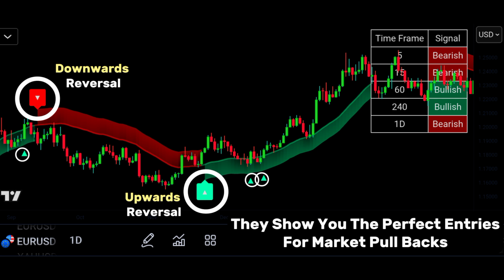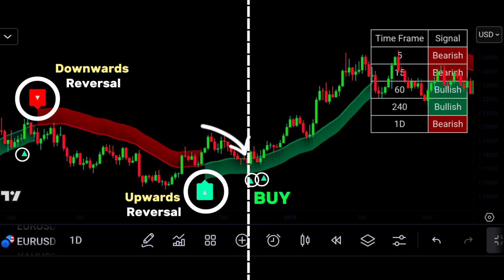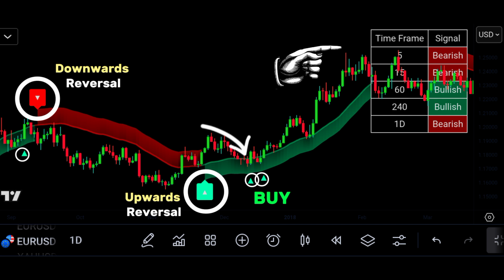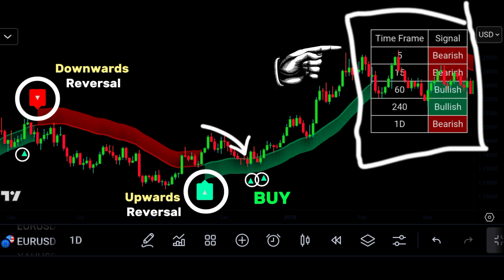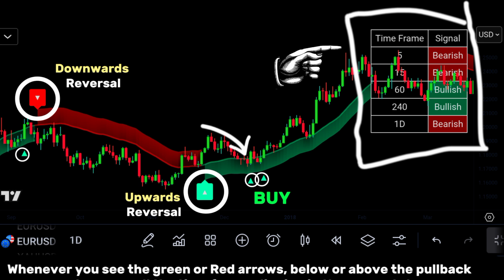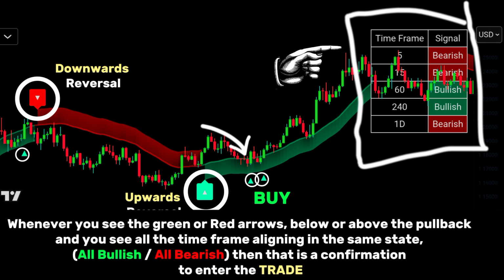So if you miss the main move of the market at the reversal point, when price pulls back to the ribbon in a bullish trend and bounces, and at the same time you have a green arrow appear below it, then that becomes your entry. And as you look at the right here, you can see what looks like a time frame table. It shows the current state of the time frames in bullish or bearish states according to the metrics of the indicator. Whenever you see the green or red arrows below or above the pullback, and you see all these time frames aligning in the same state at the same time, then that is a confirmation to enter the trade.